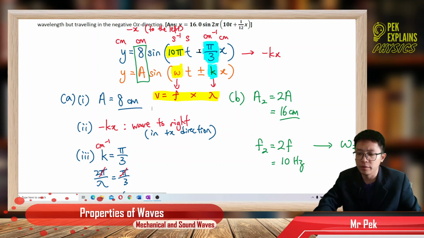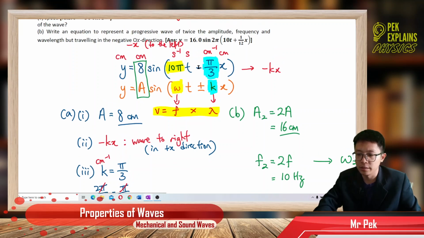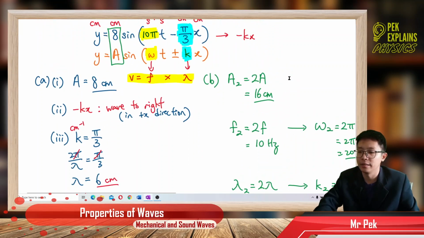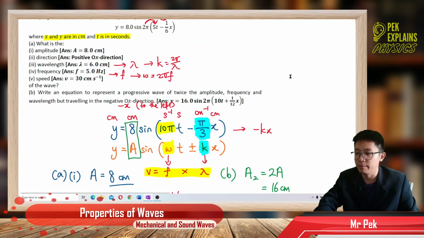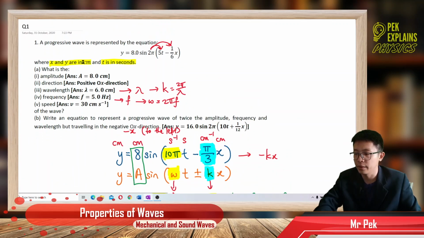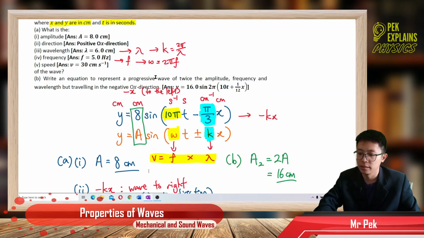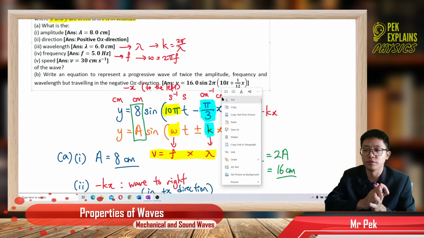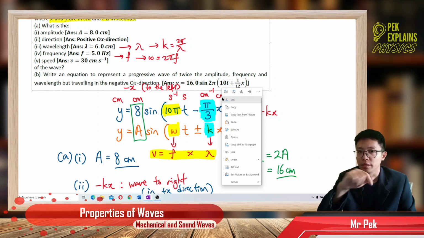And then the sign in the middle is the direction. Negative kx means it's traveling to the right. And be careful with the unit, be careful what unit you give: x and y in cm and t in second. So that's it for the first question. See you in the second question.